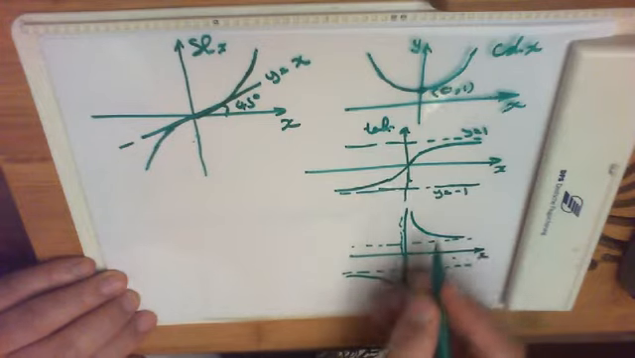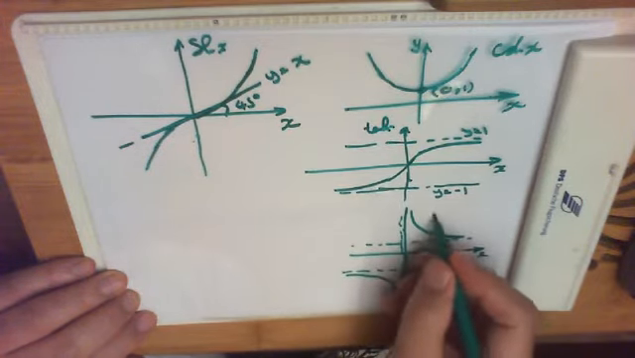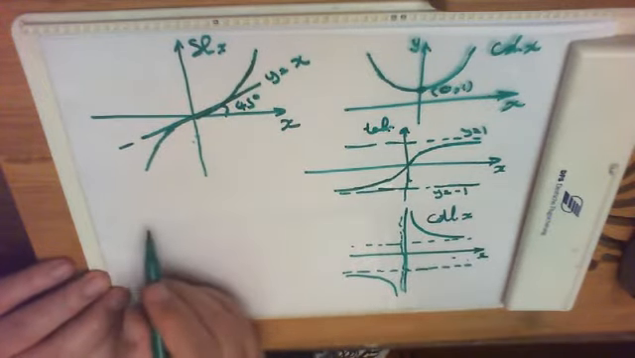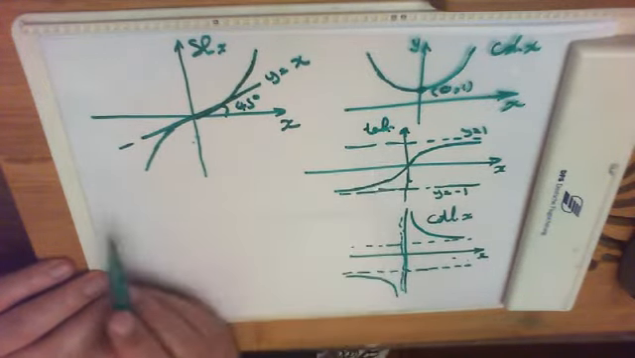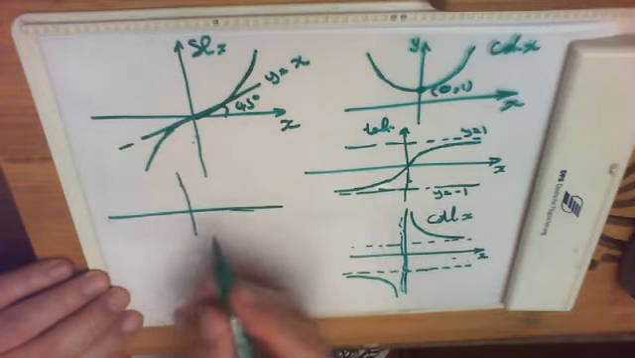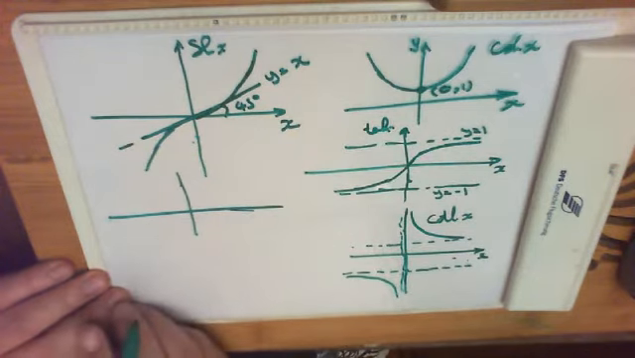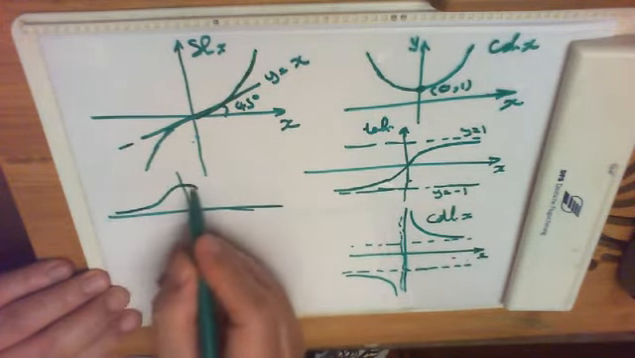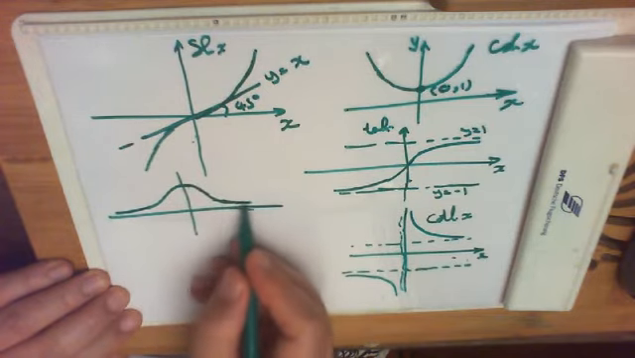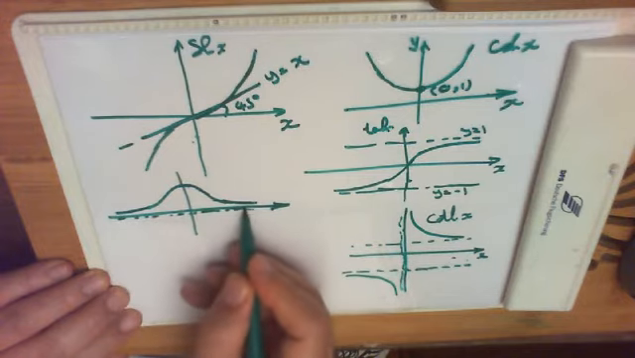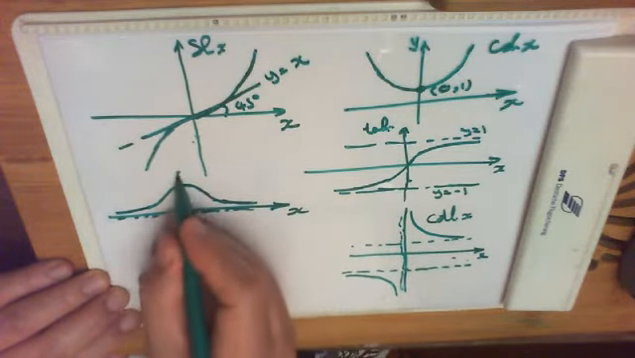This is coth x, and this is the reciprocal of tanh. And sech x, which is the reciprocal of cosh. I told you all the values of sech are less than or equal to 1. It also has the x-axis as horizontal asymptote. This is sech. This maximum point is (0, 1).